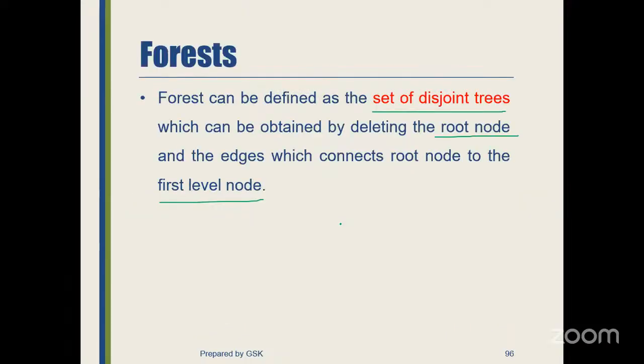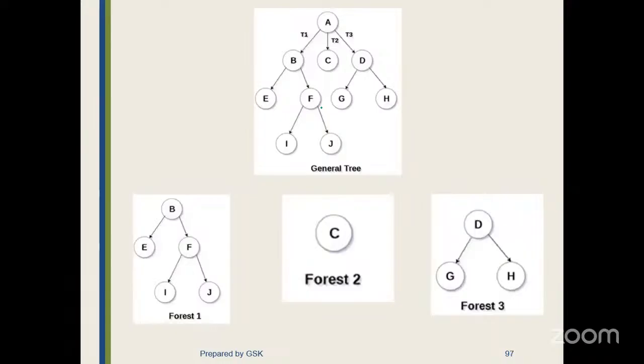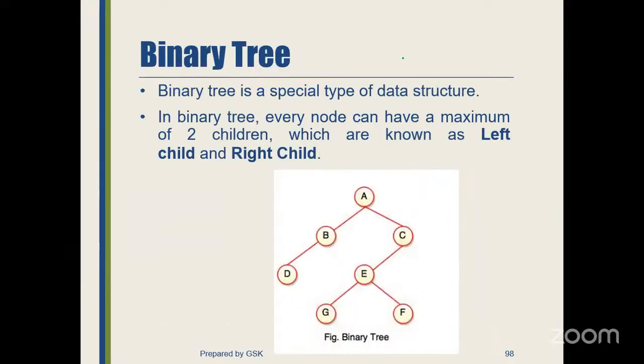Let me repeat the definition again. A forest can be defined as a set of disjoint trees which can be obtained by deleting the root node and the edges which connect the root node. We remove the root node and the edges connecting it directly, and the remaining disjoint trees, this one and this one, are called forests. We have 3 forests by using this general trick.